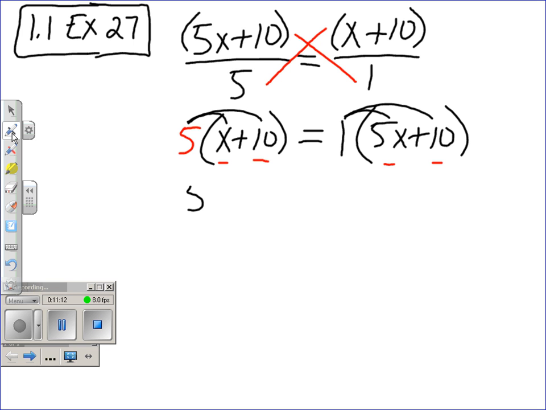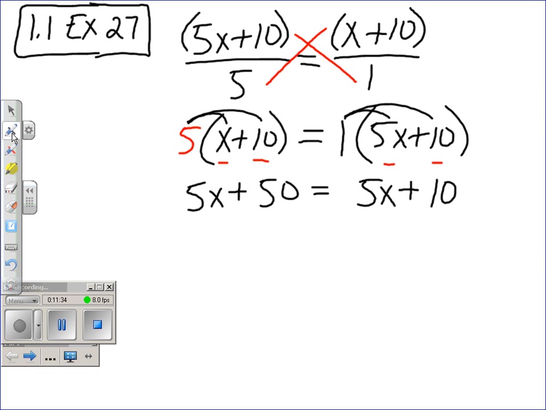5 times x is 5x. 5 times 10 is 50, and it's positive times positive, so it's plus. Equals 1 times 5x is 5x, positive times positive, so it's plus, but I won't write it in front of it. 10 times 1 is 10, positive times positive is positive, so we write plus. All right, you can probably recognize it from this point.